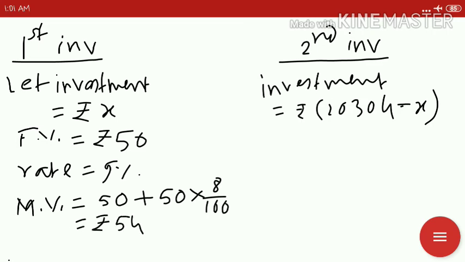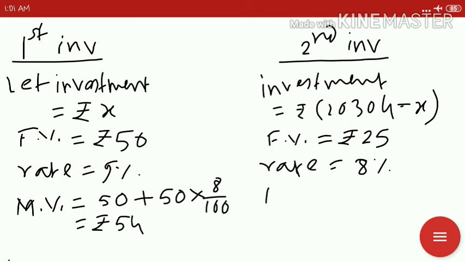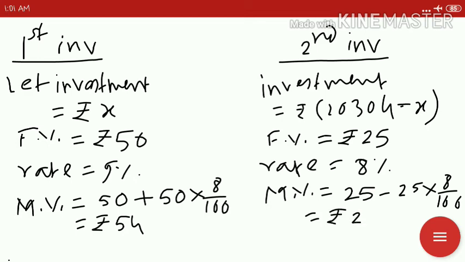Now for the second type of share, the face value is given as rupees 25, the rate of interest, or we can say the rate of dividend, is 8%, and the market value is mentioned to be at 8% discount. That means 25 minus 25 into 8 by 100. If you calculate it, you will get rupees 23. Now we will find out the dividend for both types of shares.